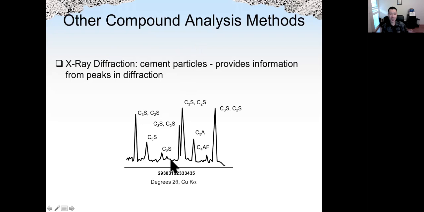We can also use XRD to study the different compounds. XRD is like a fingerprint for different types of crystals, such as C3S and C2S. They have different shapes of these peaks. Based on the shape of the peaks and also the height of the peaks, we can somehow know what types of crystals are in the sample and even the percentage. So this is called XRD.